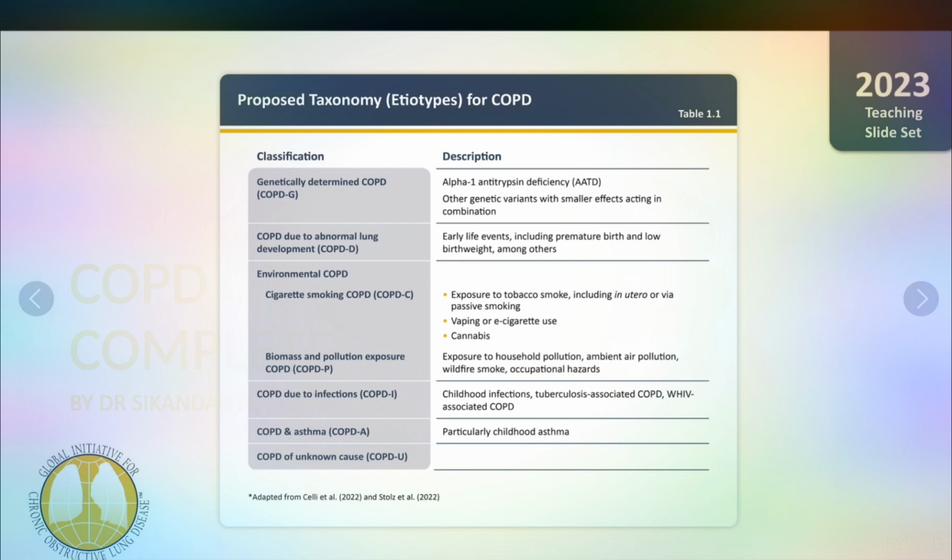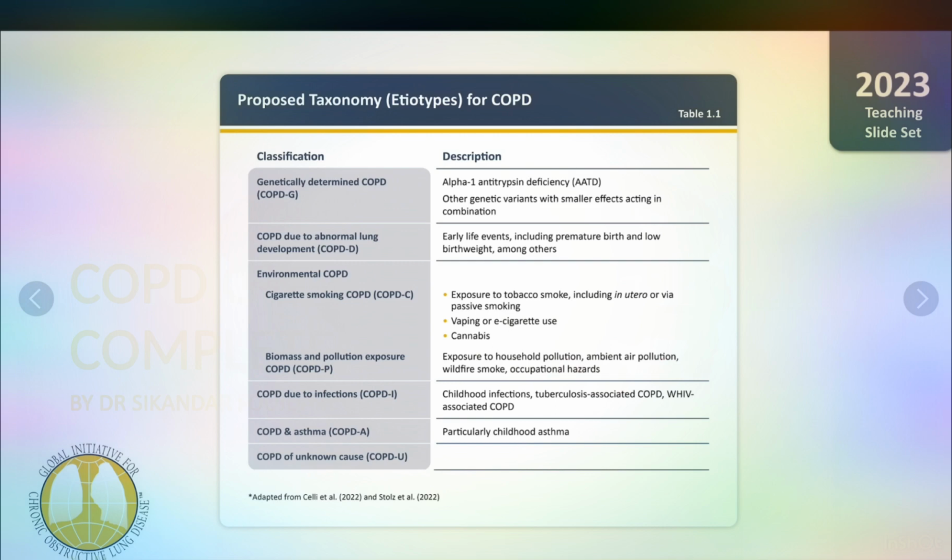Then comes COPD-A, meaning COPD and asthma. So it is not like overlap. COPD-A is a different thing. It means COPD is associated with asthma. Particularly, it used to happen in childhood asthma patients. Then comes COPD of unknown cause, meaning COPD-U.